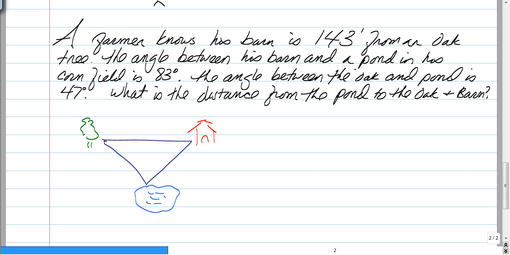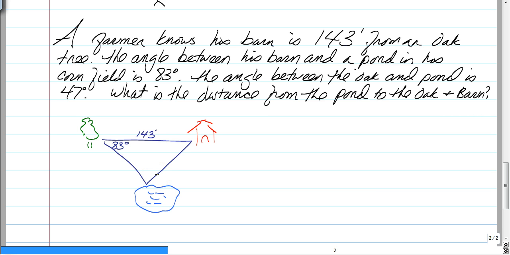And now you should go back and read everything again. It says the farmer knows that his barn is 143 degrees from an oak tree. So here is your 143. I mean feet, not degrees. And then it says that the angle between his barn and the pond is 83. So your 83 goes over here. Okay, it's the angle that makes up the distance between the barn and the lake.